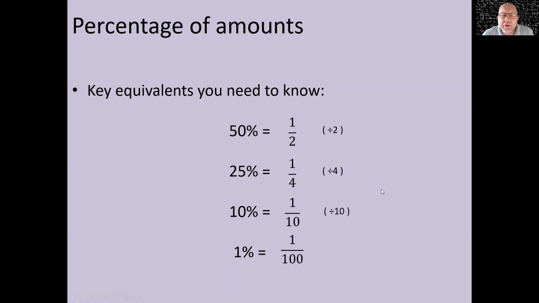A tenth, you divide by 10, the whole thing divided into 10 equal pieces. And we know how to divide by 10. We simply move all the digits one place to the right. And then for 1%, it's a 100th. We divide by 100. And to divide by 100, you move all the digits 2 places to the right. So these are going to be our building blocks today for finding any percentage.